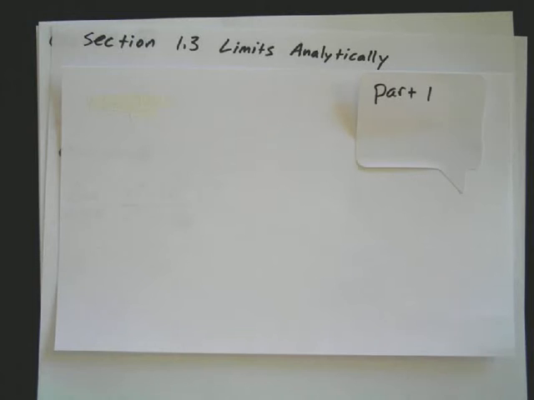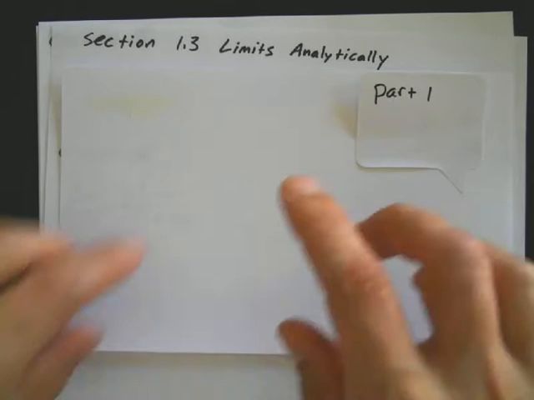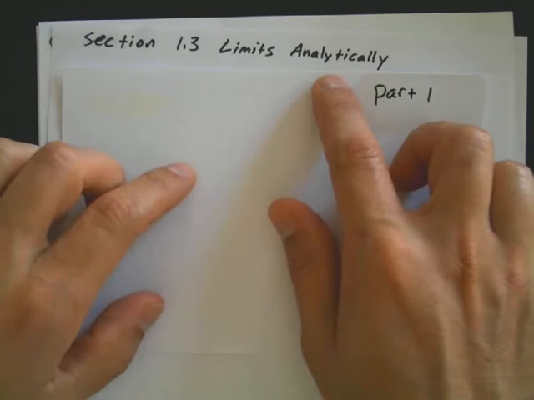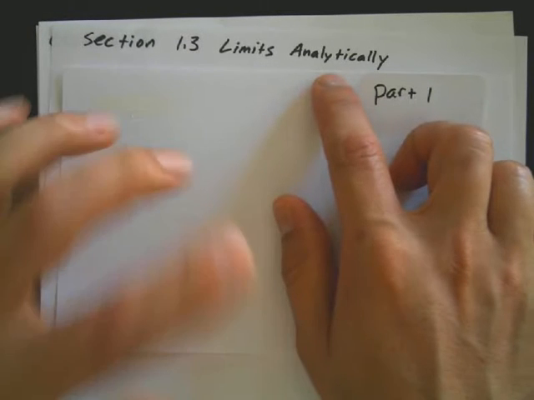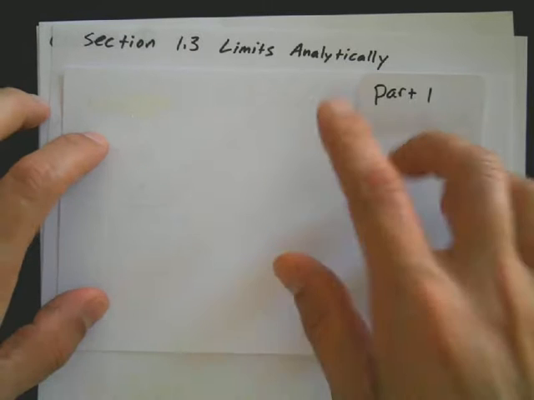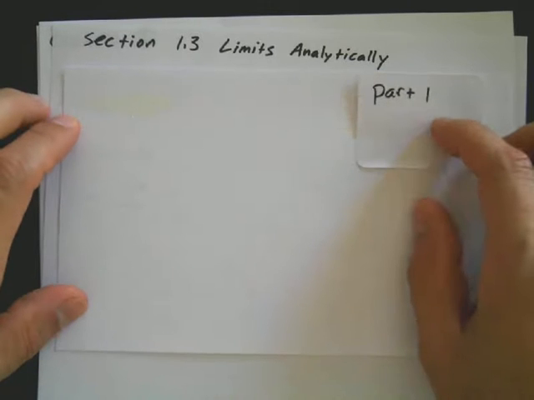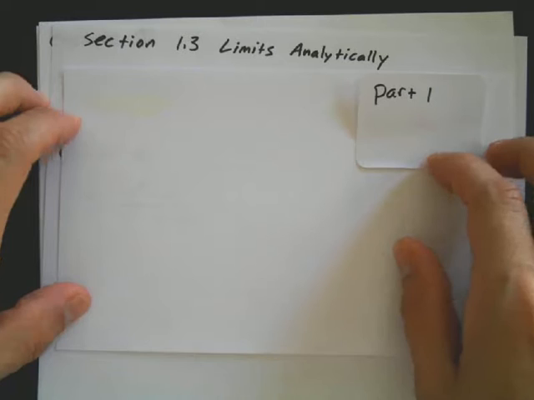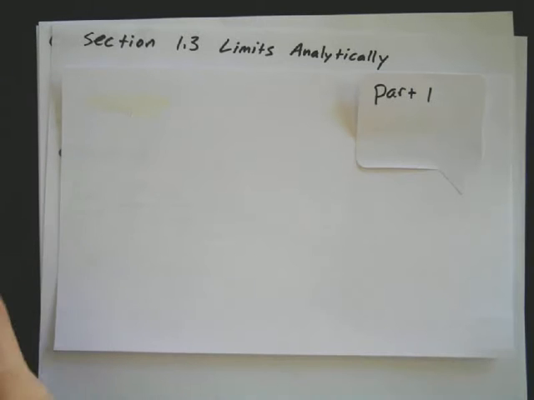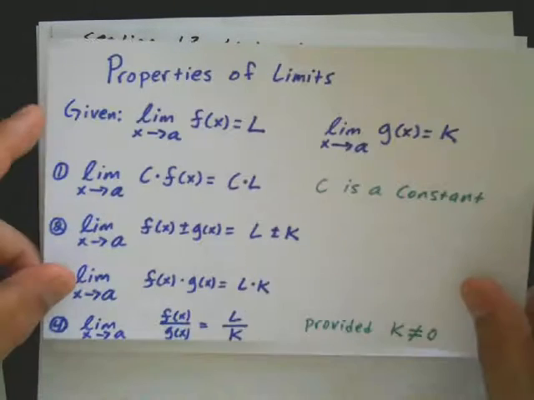Alright, this section is 1.3, which is limits analytically. There's a lot of stuff in this section, so I decided to split it up into two different parts. Analytically just means we're going to find the limits by hand. We're not going to rely on a graph anymore. We're going to just work with a given function and find its specific limits. This section begins with some properties of limits.